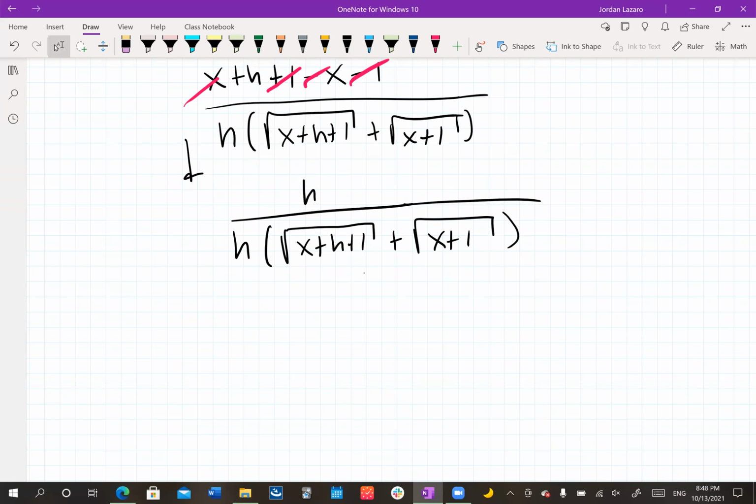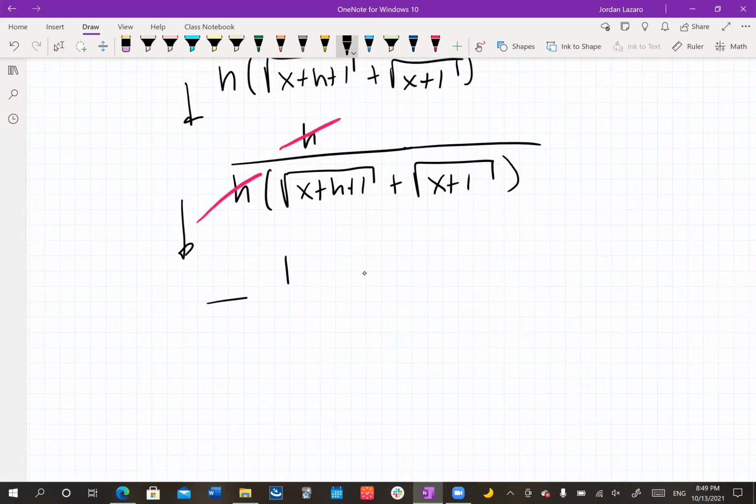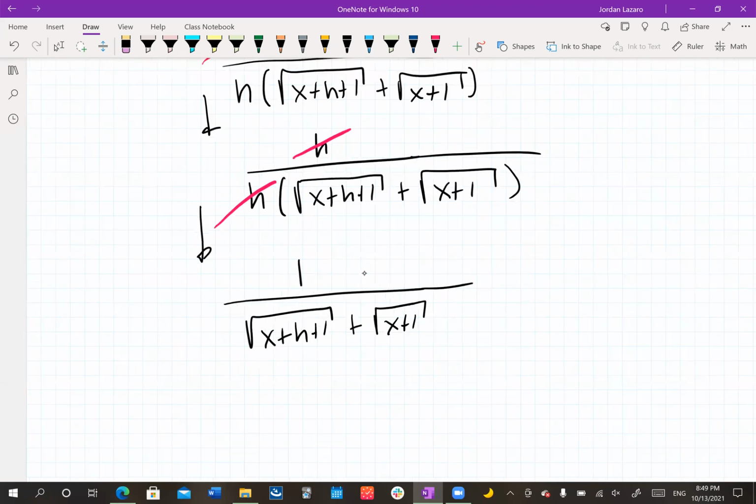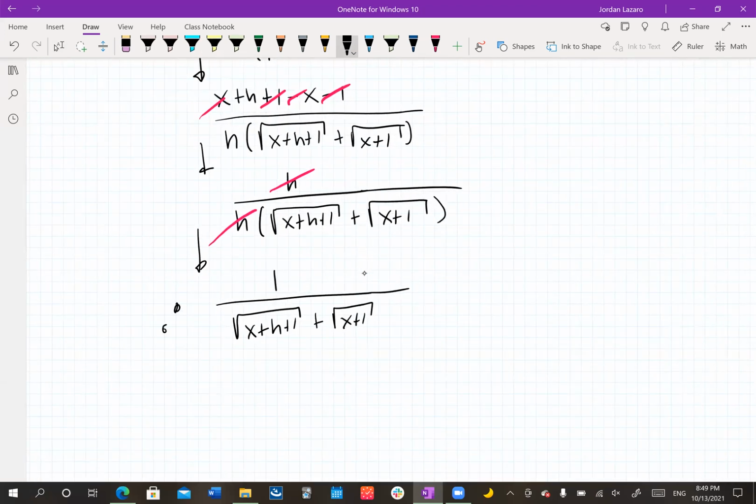And then now, the final thing we can do is, again, cross out like terms. We have h and h. And remember that when you cross them out, you should end up getting a 1 on top. And then here, you're just left with x plus h plus 1 and x plus 1. You can have it with or without parentheses right here in this specific problem. It doesn't really matter. But anyways, that is how you solve these type of square root problems.